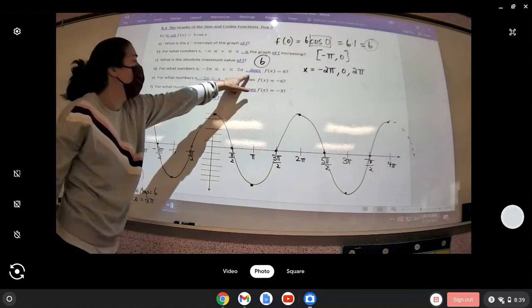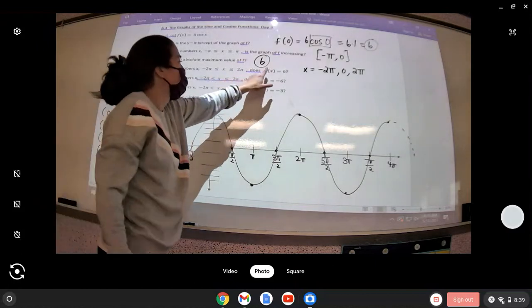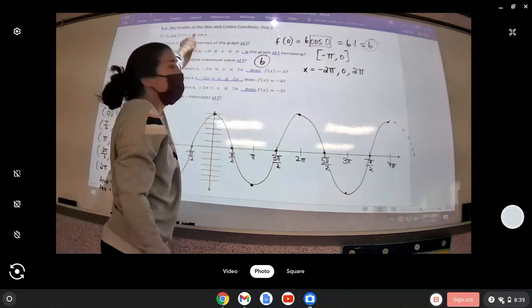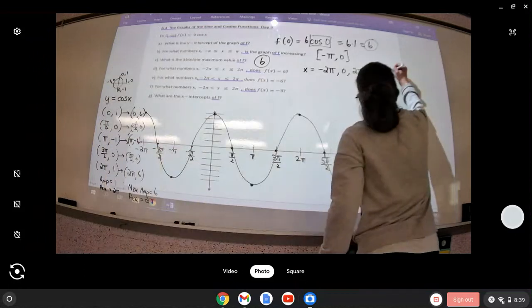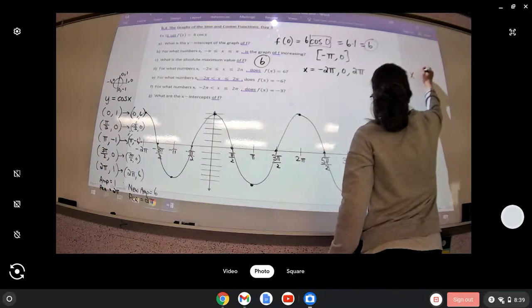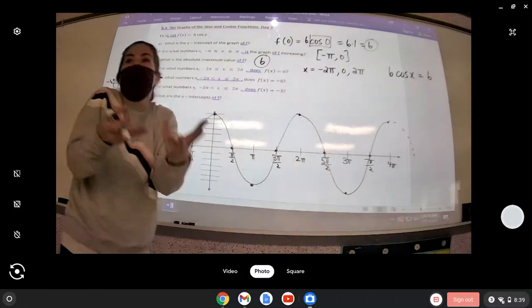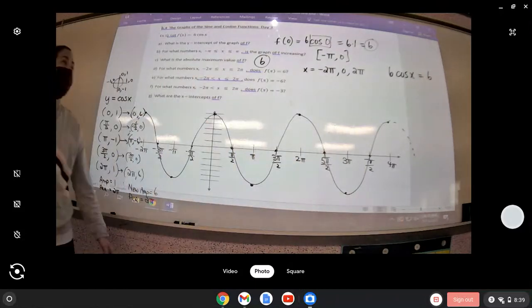All right, let's say we want to answer this by ourselves. Guys, when does f of x equal 6? Take your function, 6 cosine x, and set it equal to 6. When does 6 cosine x equal 6?